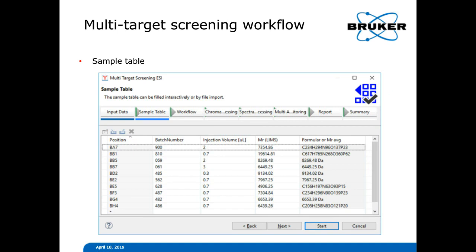This slide shows the sample table. The sample table provides information for each specific sample spot so that the analytical results can be related to a sample unique ID. Also note that the formula or the molecular weight can be provided for all of the compounds.